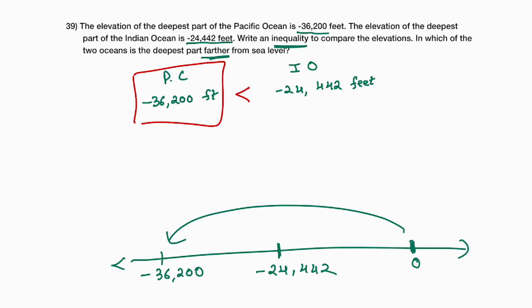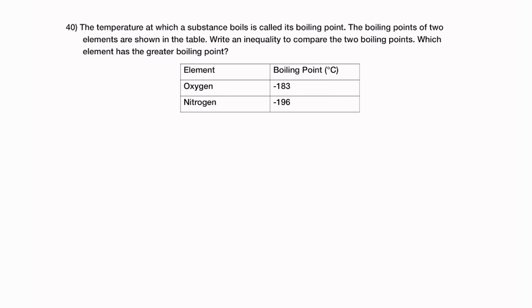Okay, write the whole statement. Don't just make a rectangle or a circle or something as I did. Write it down. Which of the two oceans? So you'll say Pacific Ocean is the deepest part farther from the sea level. That's it. Write it well. The next one, question 40.